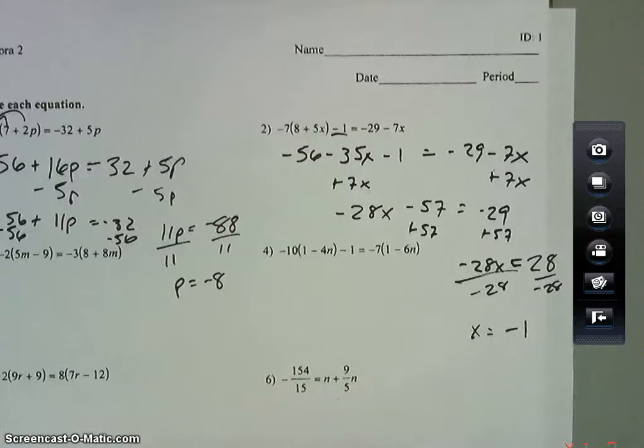This quiz is not going to be anything like these last problems that we did today. So distribute first, combine like terms, isolate the variable, and then divide by the coefficient. Follow those steps, life will be good.